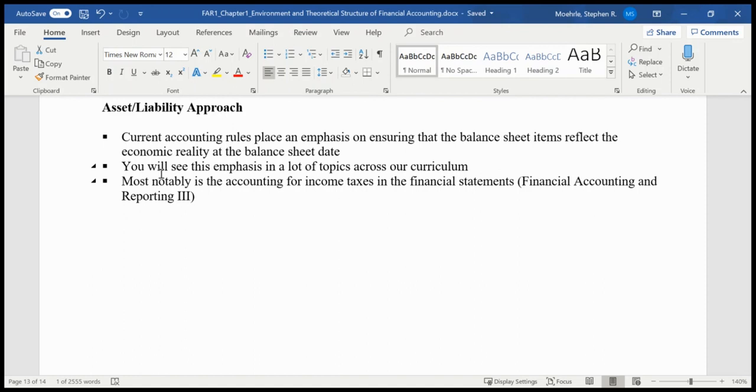One notable place you'll see this is accounting for income taxes in the financial statements. Keep that in mind. In Financial Accounting and Reporting 3 is where you'll cover that in great detail. And you'll see that we're going to make sure that the income tax items, related items on the balance sheet, are absolutely perfect. And then we'll let the income statement impact fall from that. Okay, so keep that in mind. That's a preview to something you're going to learn in Financial Accounting and Reporting 3.